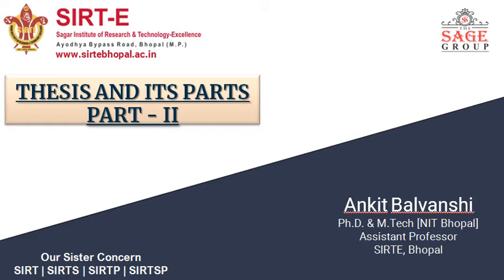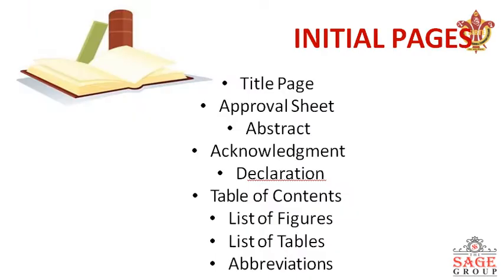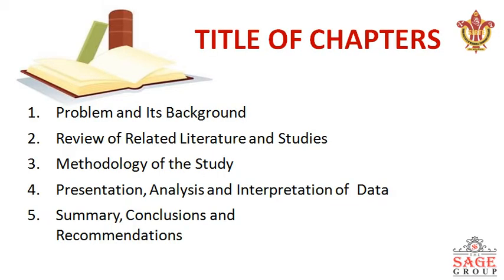Welcome you all to the second part of the video lecture, Thesis and its Parts. In the previous lecture on Thesis and its Parts, Part 1, we have seen that the thesis consists of the initial pages like title page, approval sheet, abstract, acknowledgement, declaration, table of contents, list of figures, list of tables, abbreviations, and the titles of the various chapters included in the thesis, the first being problem and its background.